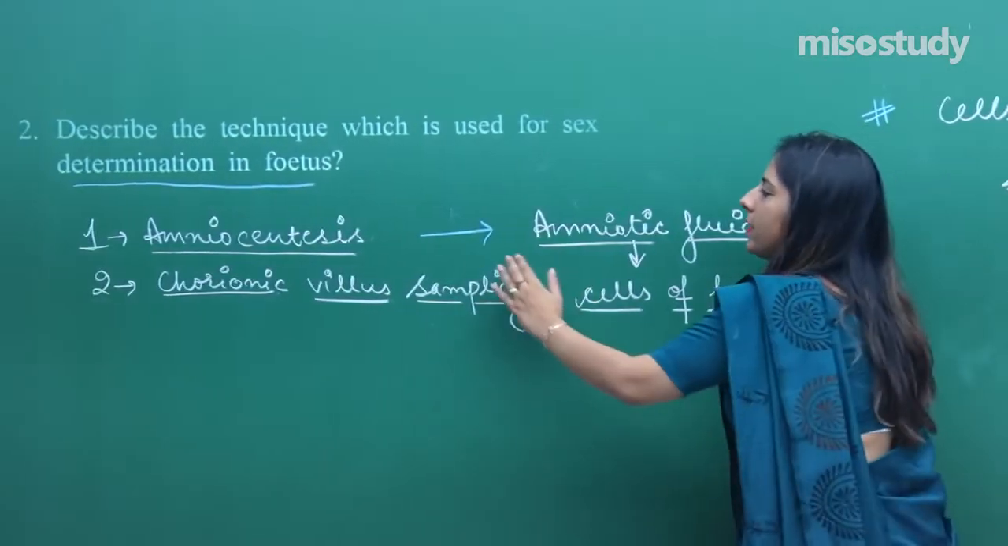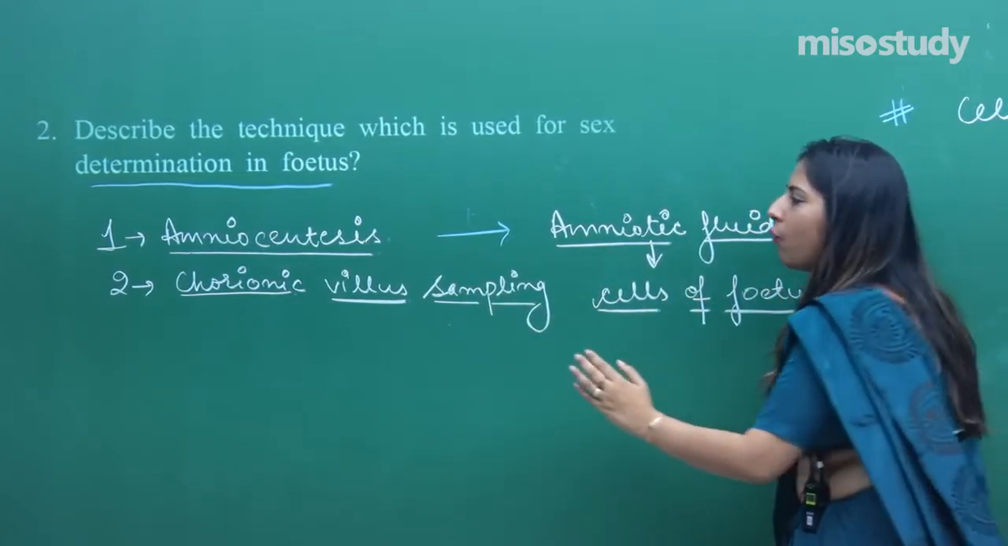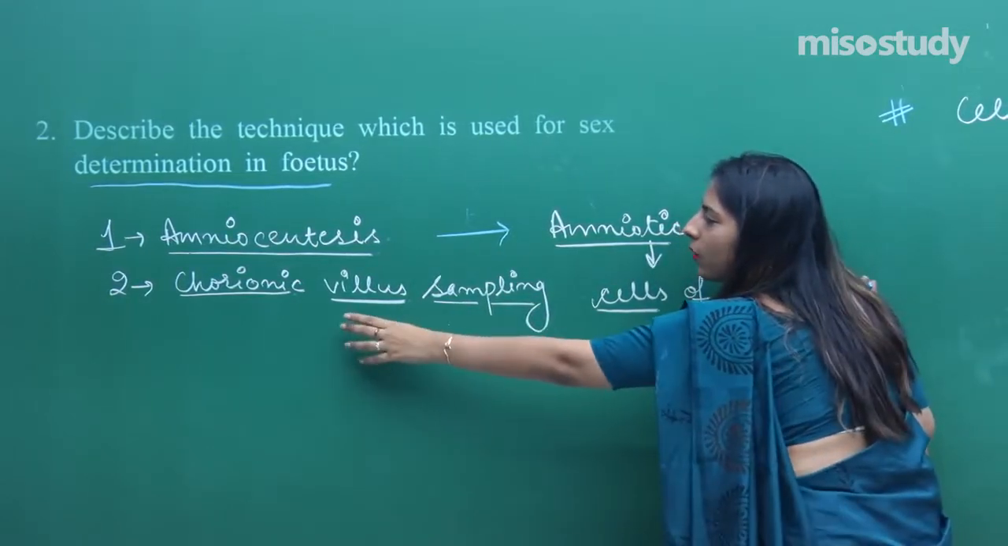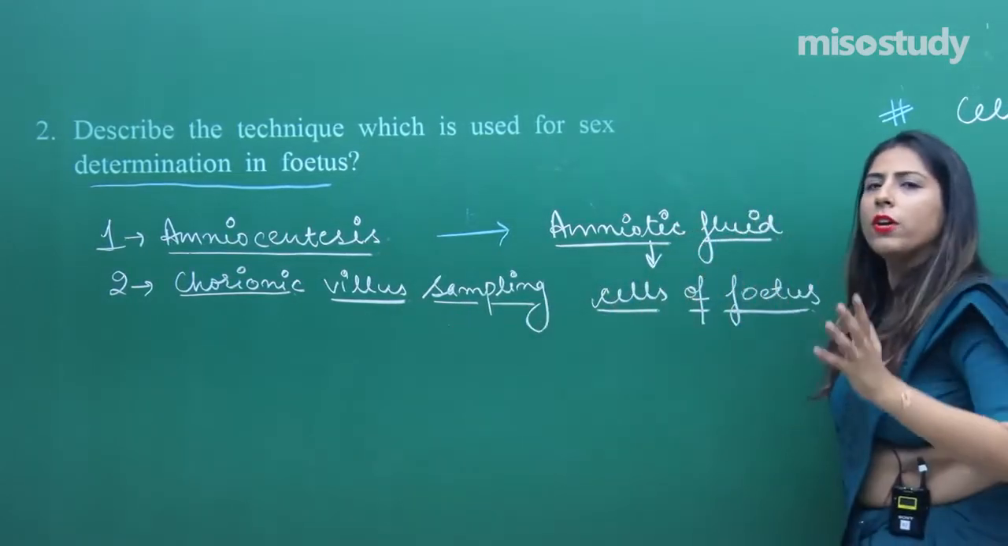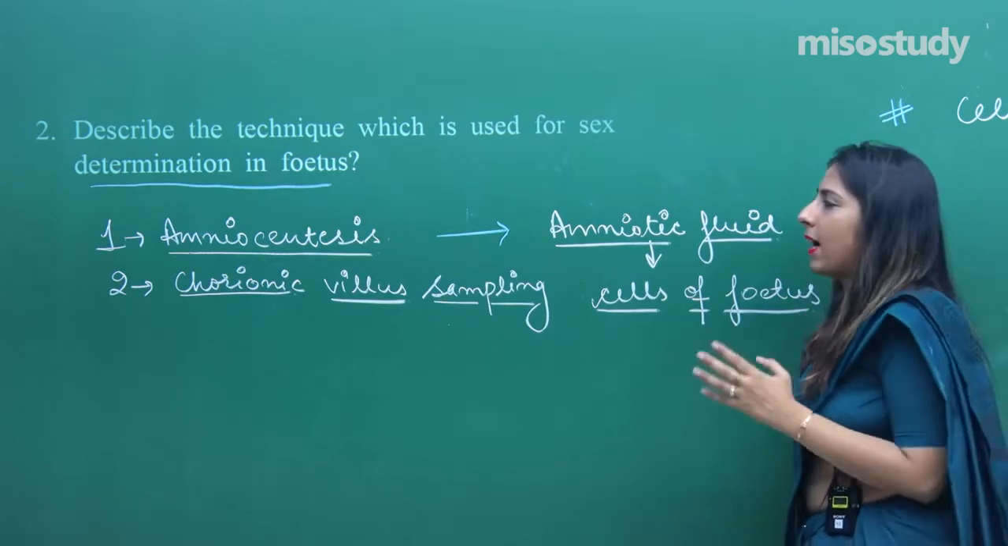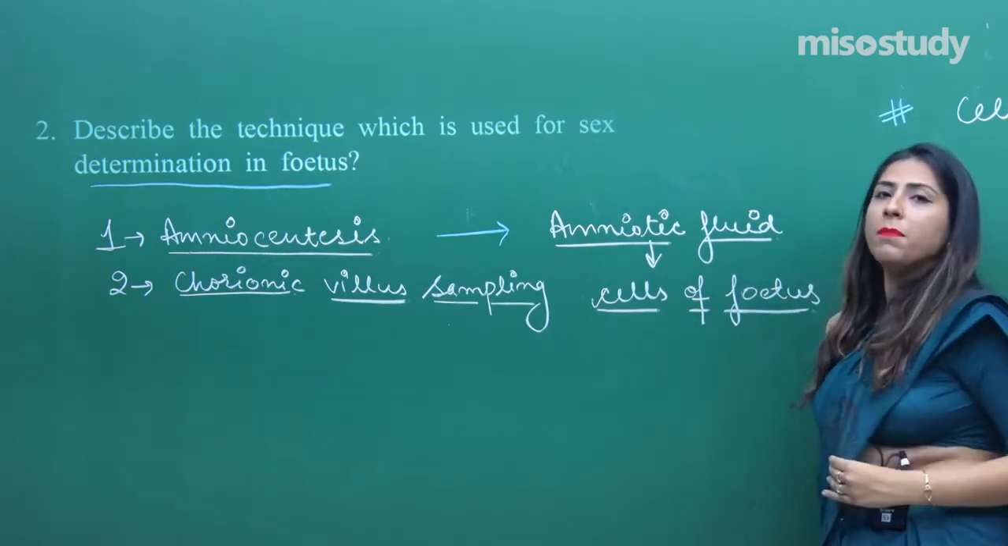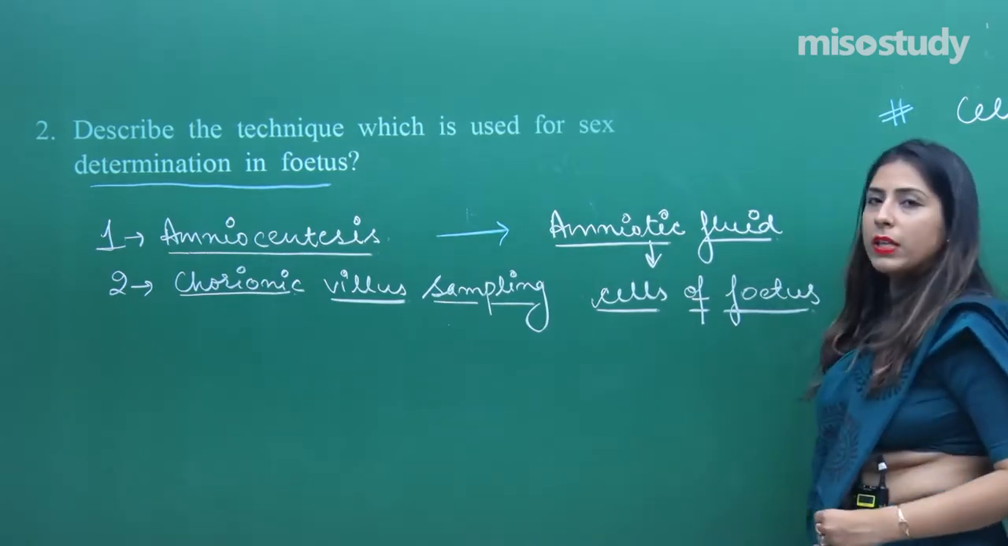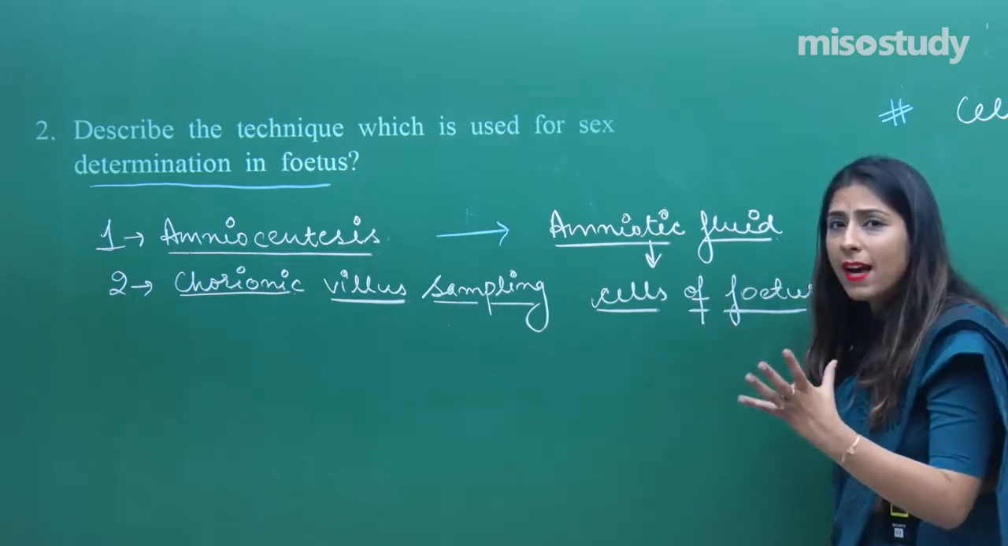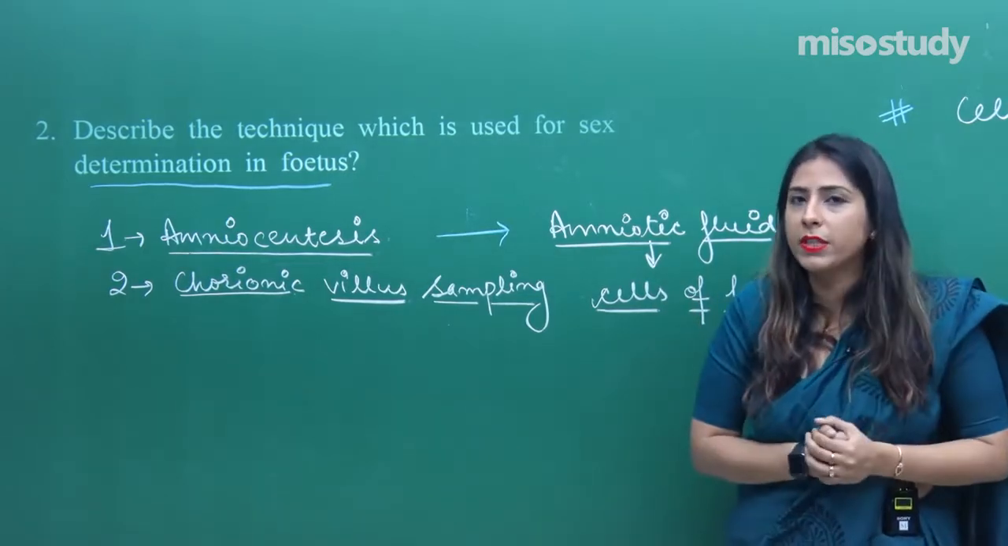We have already discussed amniocentesis, right? Now we will be discussing another topic, that is chorionic villus sampling. Chorionic villus sampling is the same as amniocentesis. The one basic thing we need to follow in this case also is that we need cells of a fetus.